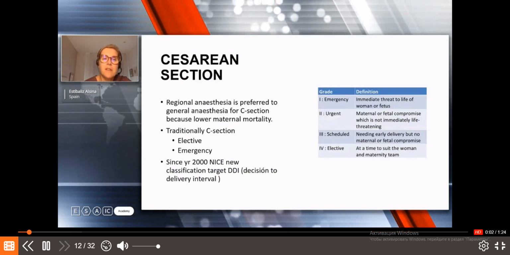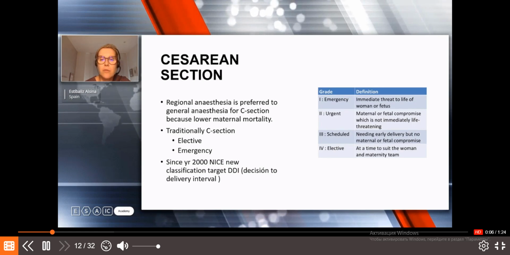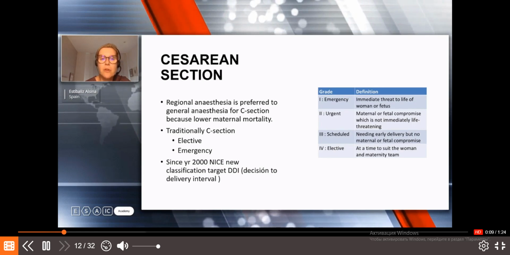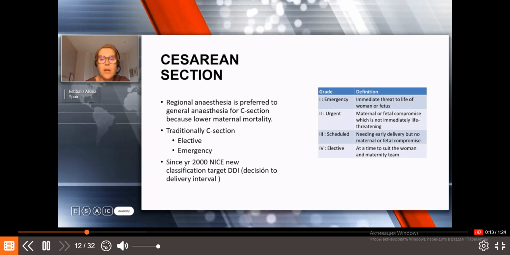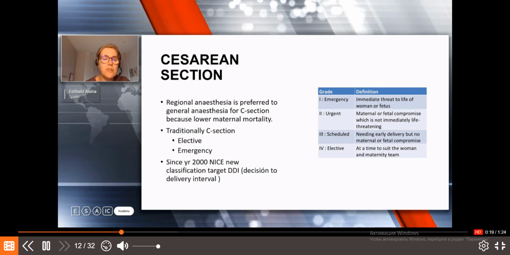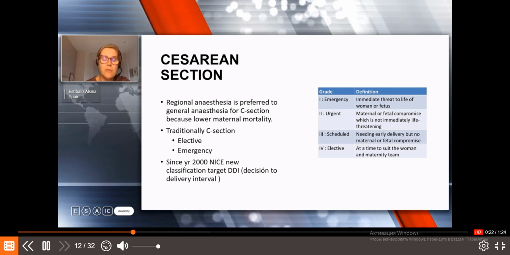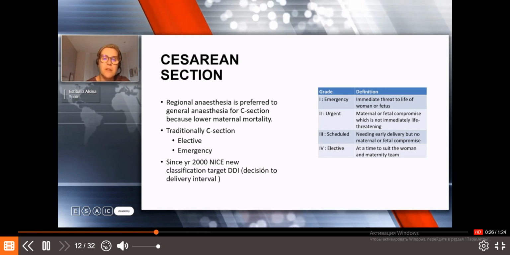What about cesarean section? Well, when we face cesarean section, we have to know that I always prefer regional anesthesia. If we have to think of something urgent, we have to do a regional technique very fast, but it's much better for the mother.